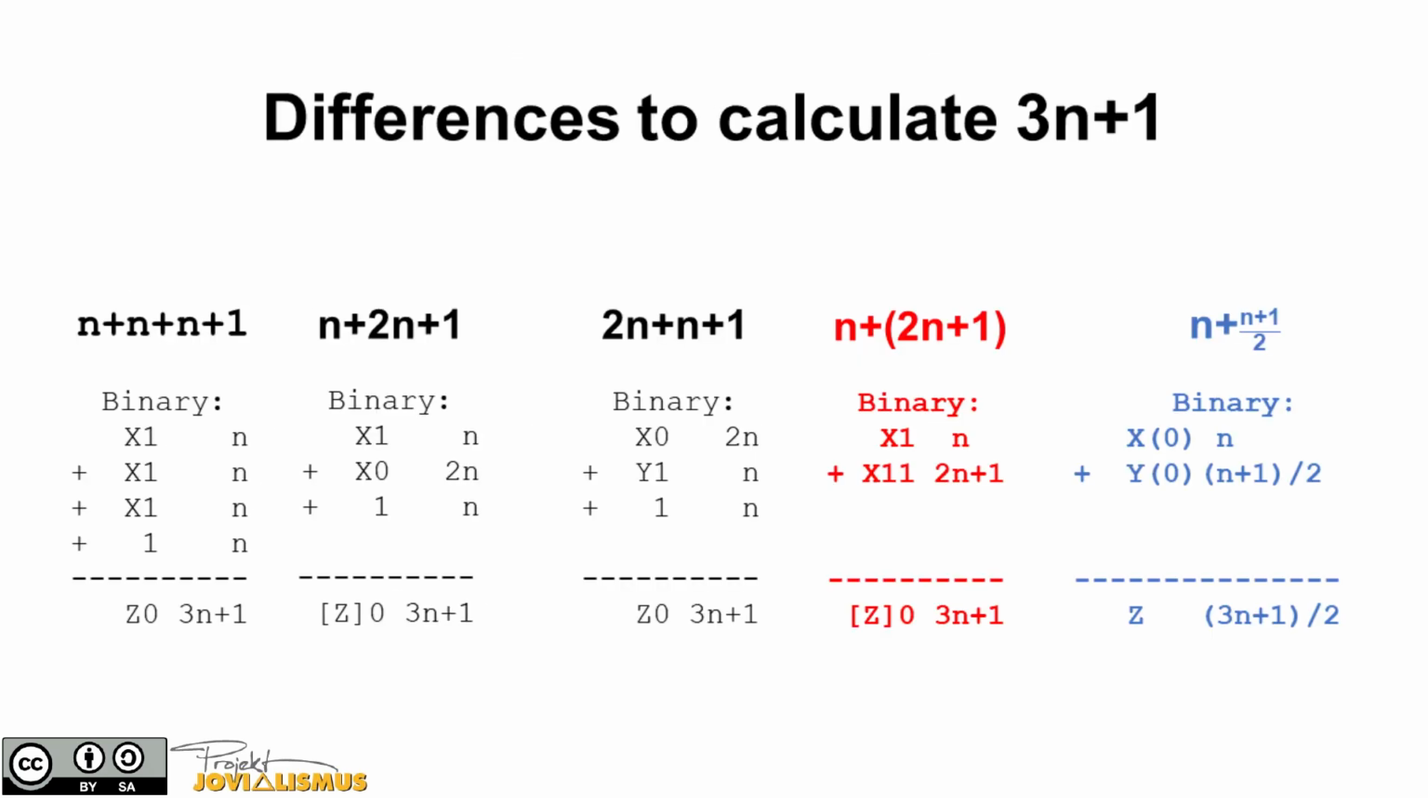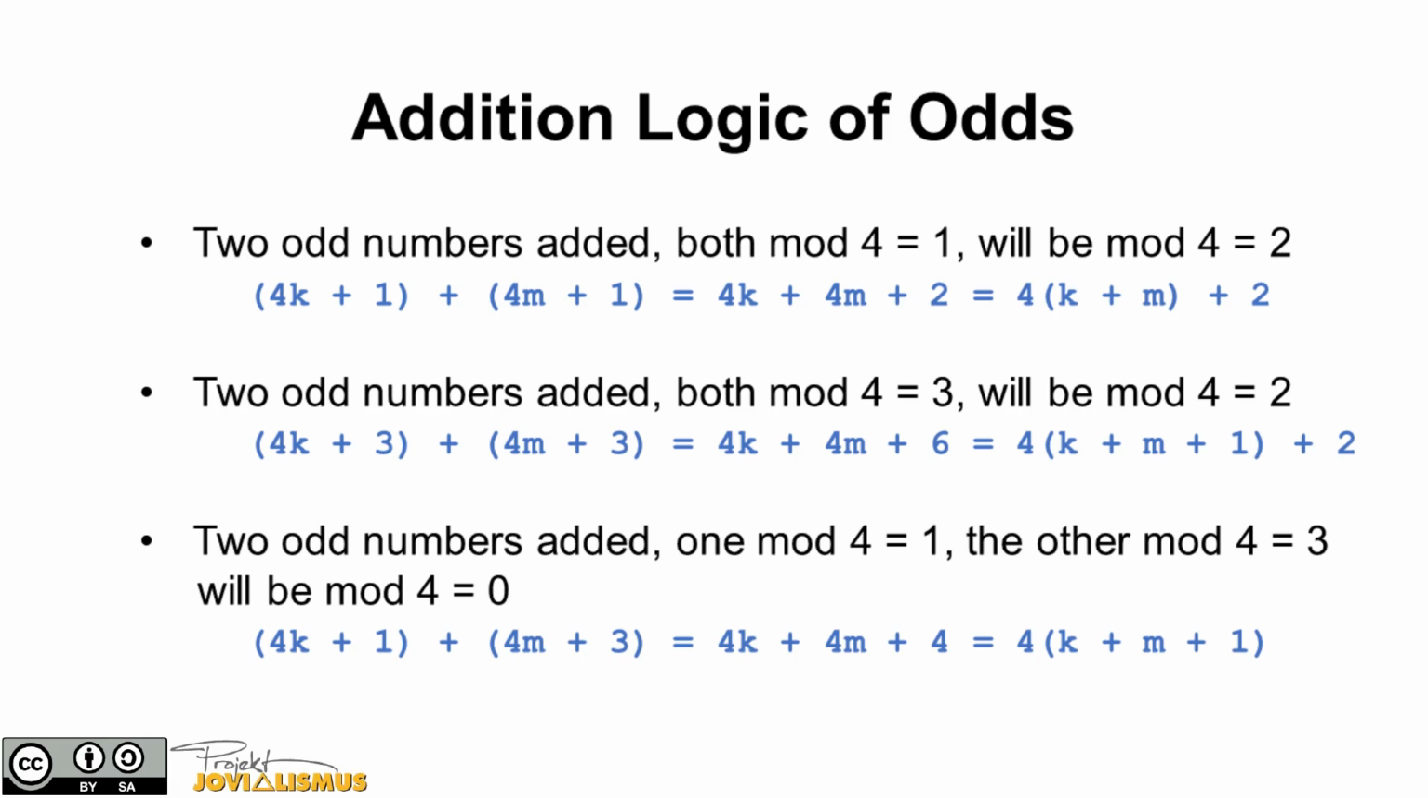Thus, the next step is to take a closer look at the 3n+1 function. The red method shows that we always add n mod 4 equals 3. And the blue method shows that we can also write n plus half of n plus 1. Wow, what an insight! Everyone knows about it. There's a logic to adding odd numbers with different mod 4. As we have seen in the blue method, we always add an odd number with mod 4 equals 3. Thus, only 2 of the 3 cases are possible.